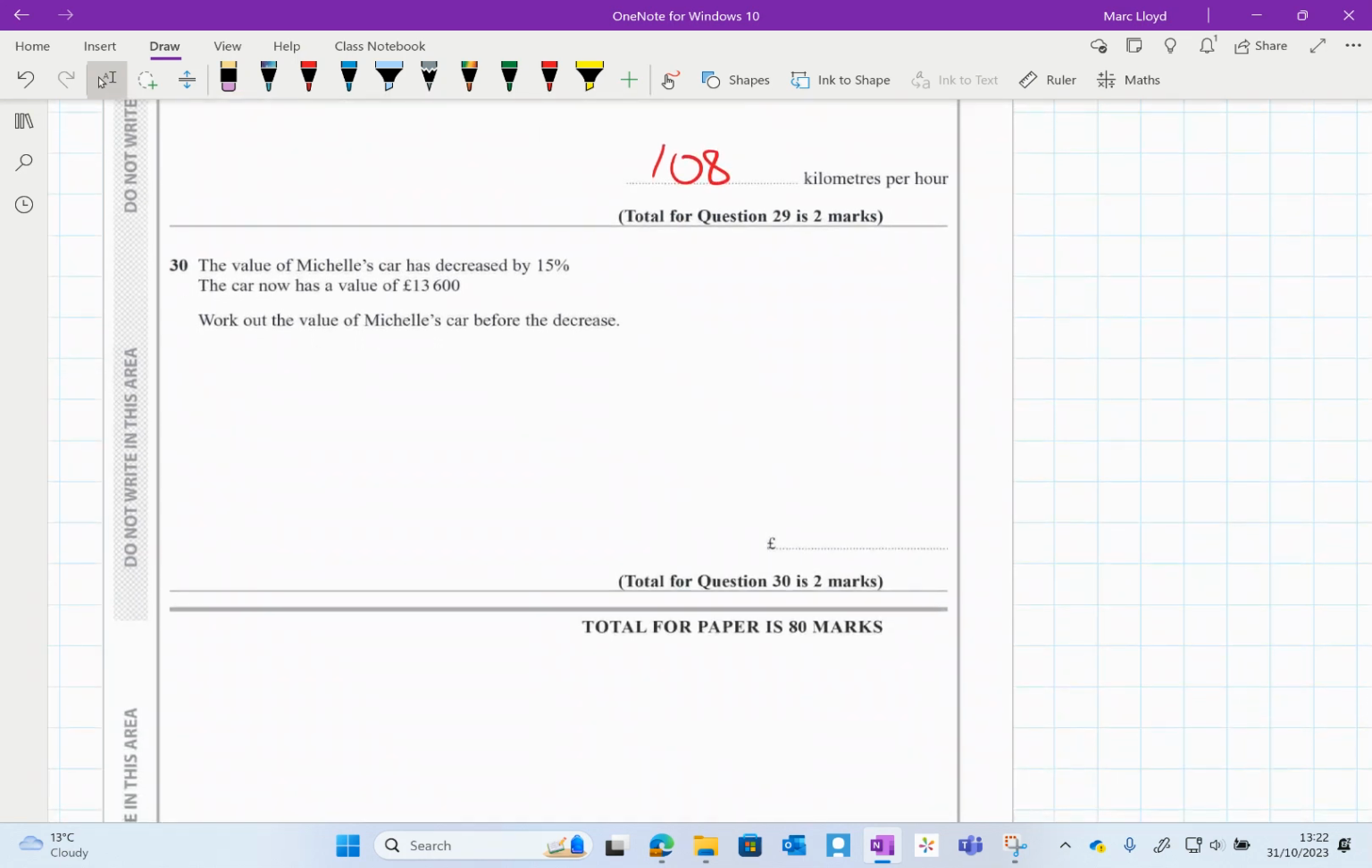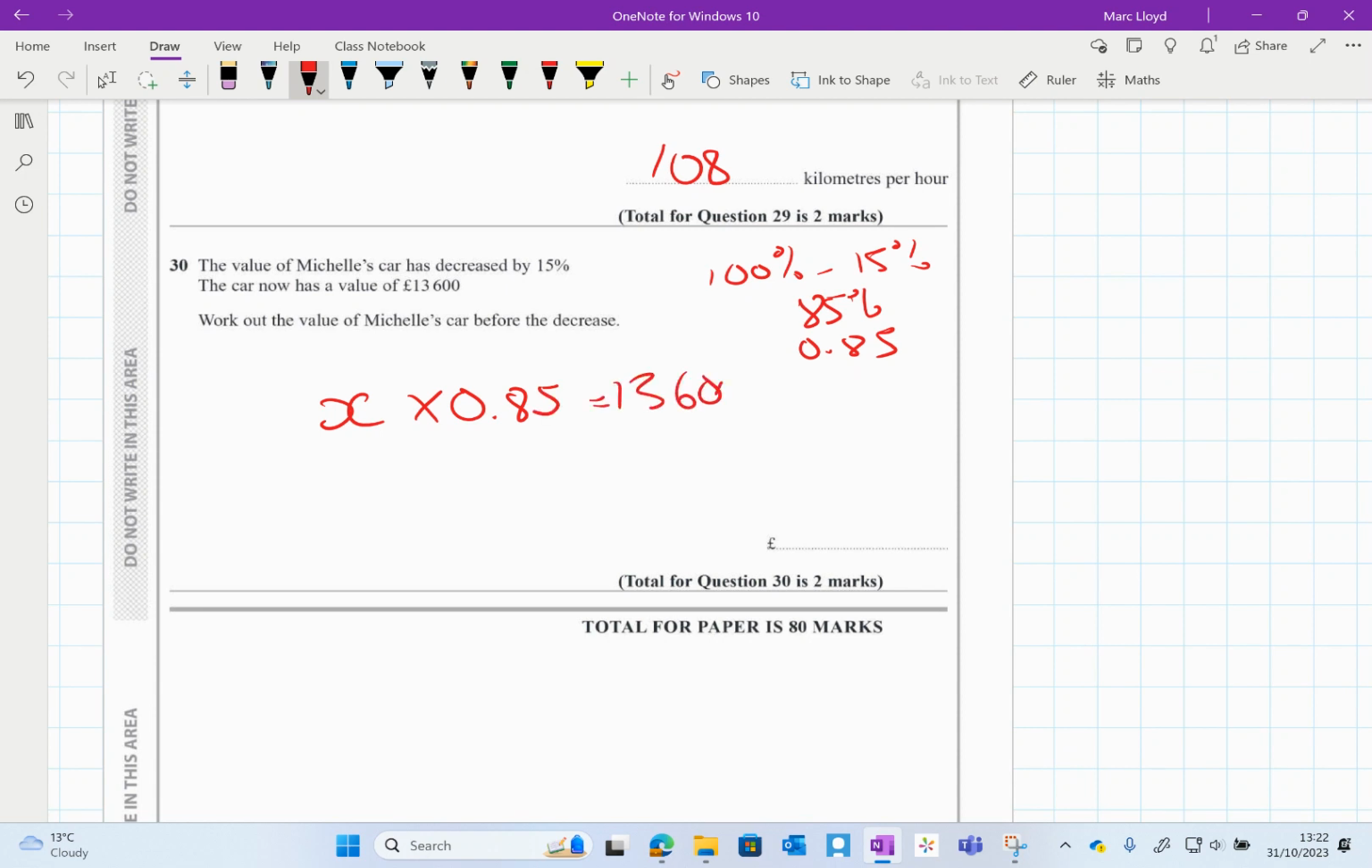Okay, last question. The value of Michelle's car has decreased by 15%. So X times by, so 100%, take away 15% is 85%. That's 0.85 as a decimal. And the car's value is now that. Work out before the decrease what the value was. So we're going to divide that by 0.85, 13600 divided by 0.85, and that gives us £16,000. And that's the end of the paper.